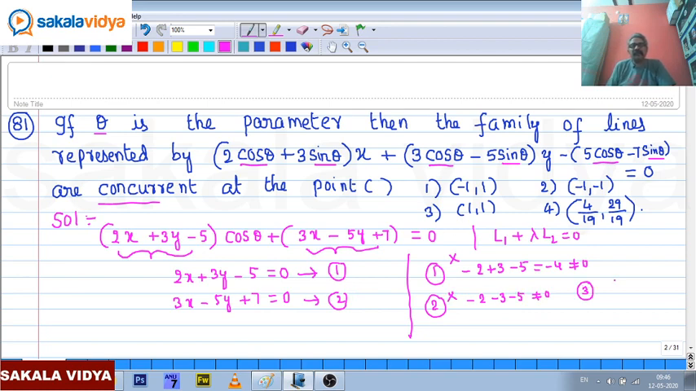So third option is actually 2 plus 3 minus 5 equal to 0, and you need to substitute in the second equation also. So that means 3 minus 5 plus 7. This is actually, it will not satisfy. So that means obviously the fourth option is the right option. Otherwise solve 1 and 2, you will get the point of intersection. Solve 1 and 2.